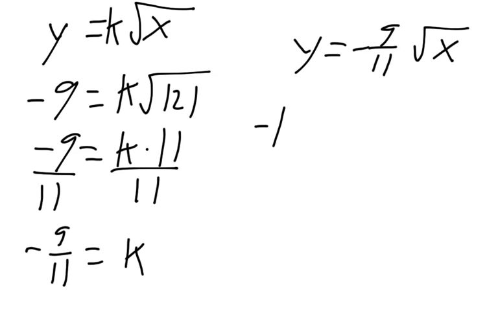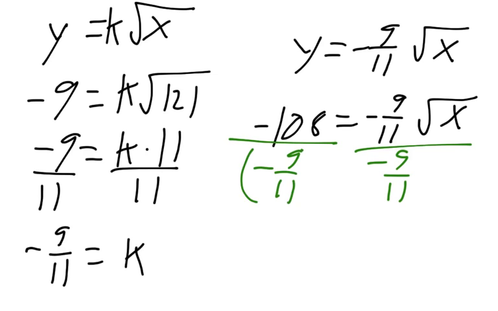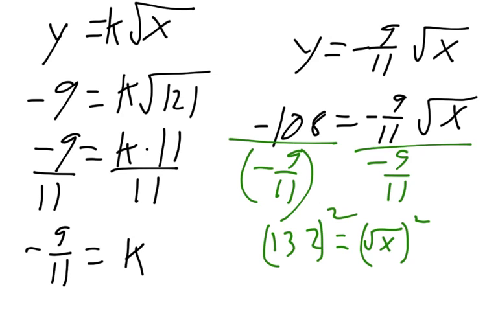This time they give me y as negative 108. So we're going to divide both sides by negative 9 over 11, making sure that we plug that in parentheses. And that gives me 132 equals the square root of x. To get rid of the square root, we're going to square both sides. And x turns out to be 174.24.